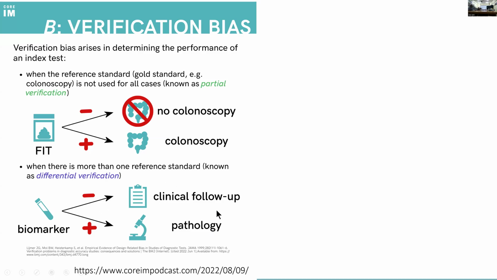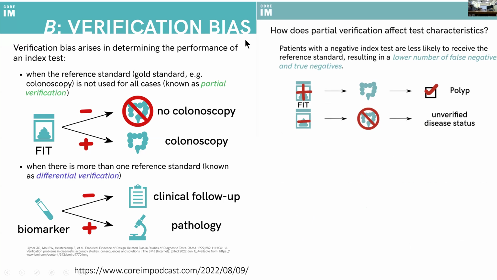Now, what is the issue with this? If you look at partial verification, it has some effect on the sensitivity and the specificity. So if you have a test which is positive and you undergo colonoscopy and you have got a polyp, you have to identify the disease.